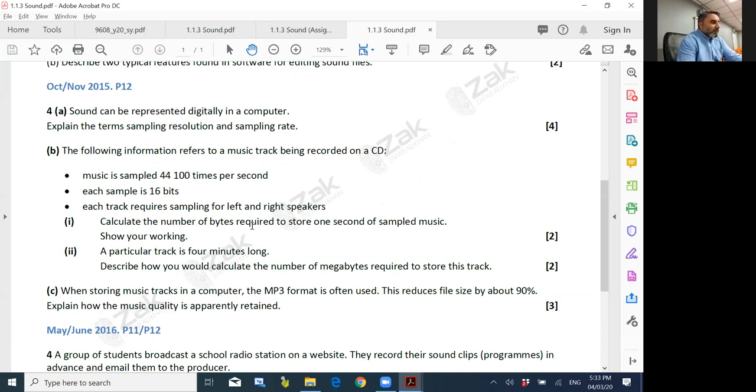Show your working. So you would have to multiply 44,100 by 16. That will be the number of bits. And then you will have to multiply that by 2, and then you will get the number of bits for left and right speakers in 1 second. And then you would have to divide it by 8. So let's do it.